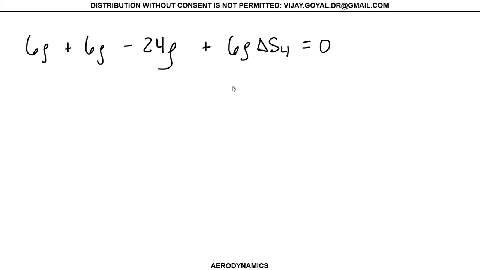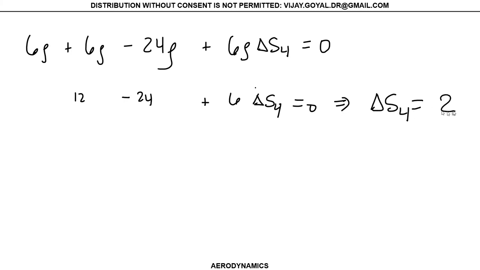So this whole thing, if you do a little bit of mathematics here, you can see that you get 12 minus 24 plus 6 delta S4. I divided the entire equation by rho. So if you solve it, you get delta S4 is equal to 2 inches squared. So this is the total area that we are actually looking for in the problem. This is how you do these problems.